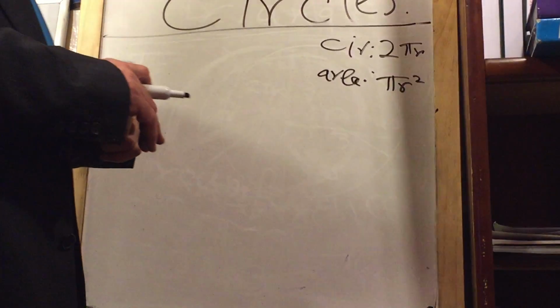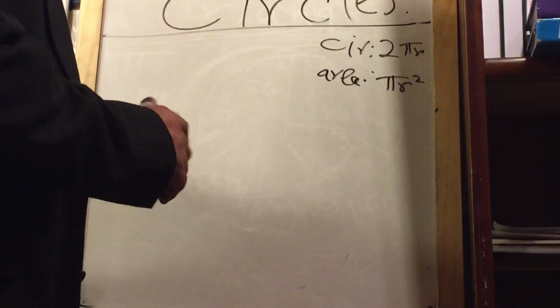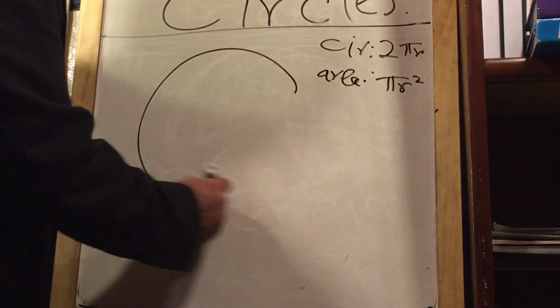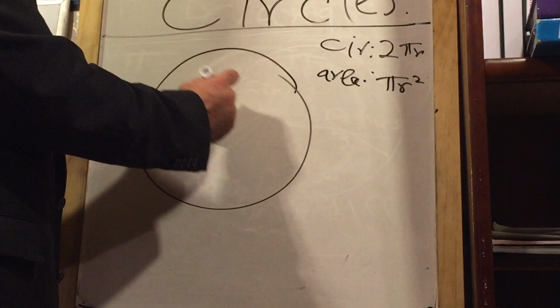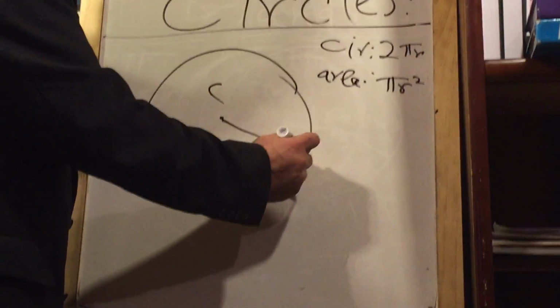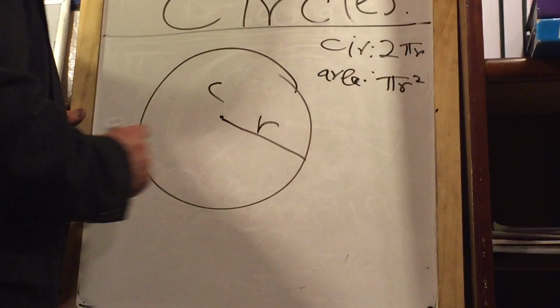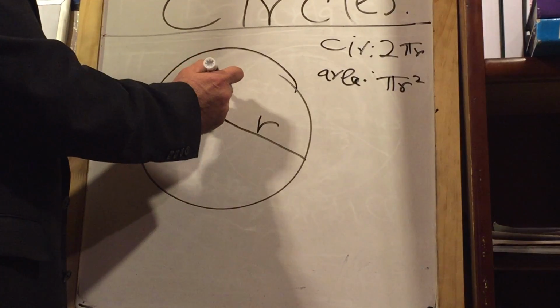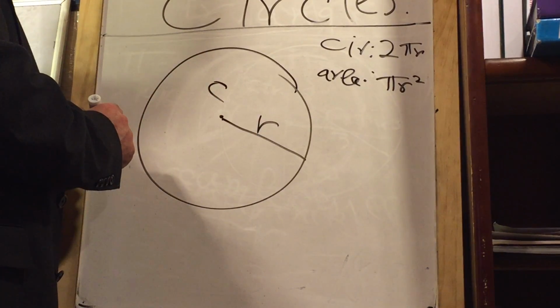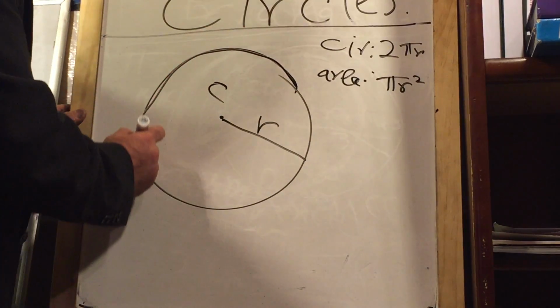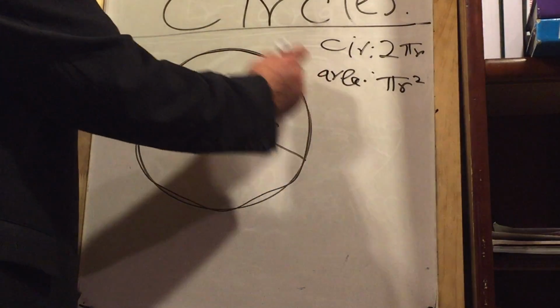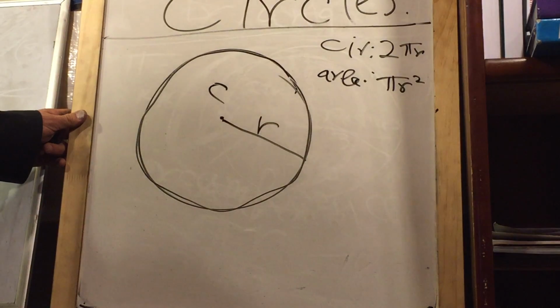Okay, let's review the parameters. First is a circle with a center C and radius R. This is radius R, center C, and then this is the circumference. Okay?